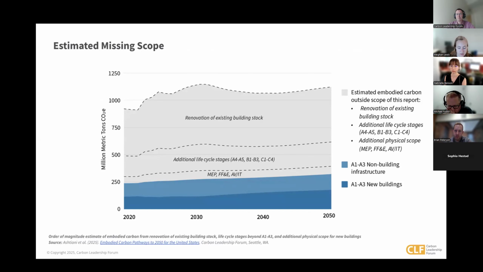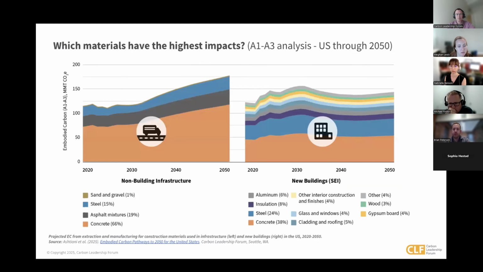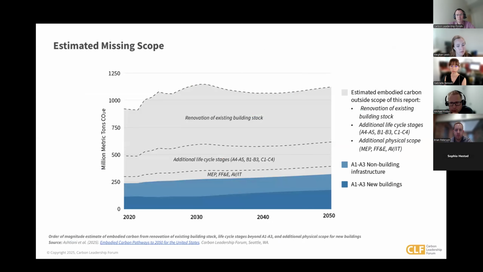And so what you can see here is the last slide I showed, where you see projected impacts, and it is looking at buildings and infrastructure and cradle to grave. That is just this dark blue at the bottom. So we think there are also a lot of impacts that go uncounted because we don't have as common modeling of those scopes. So you can see here MEP, furniture, and AV/IT. This middle section here is additional life cycle stages. And then this really significant part of the top is renovation of existing building stock.